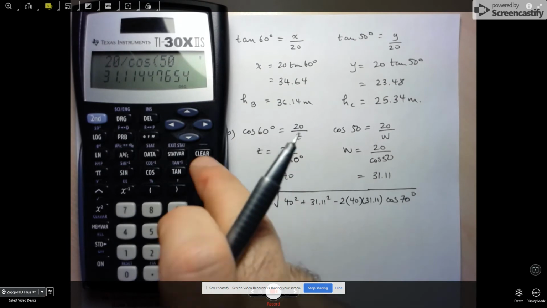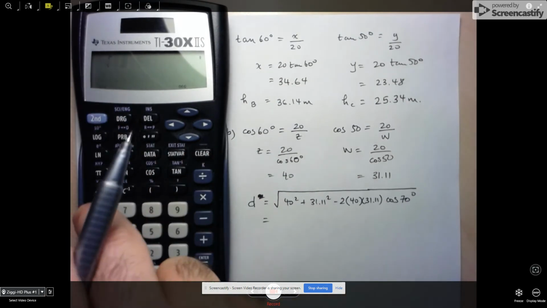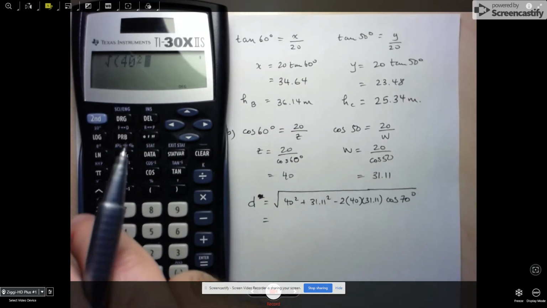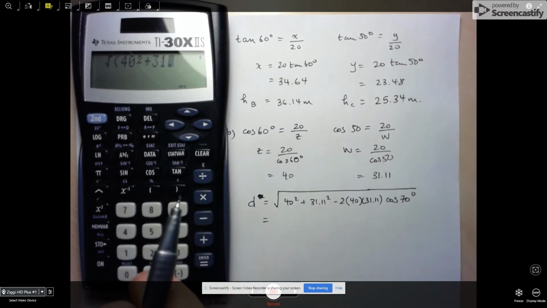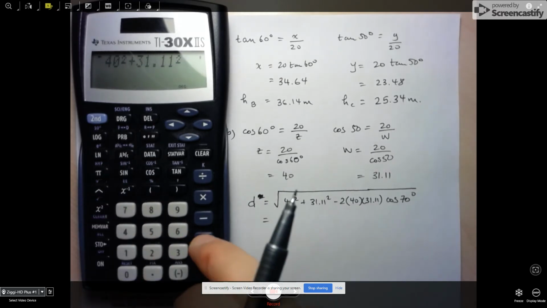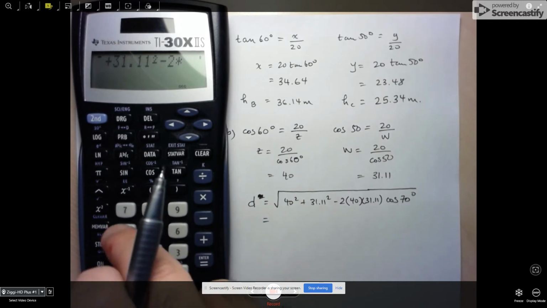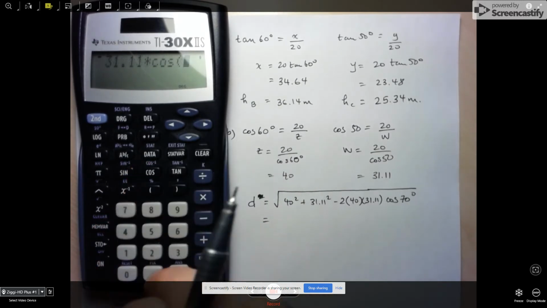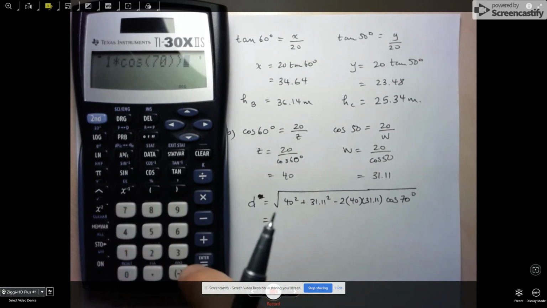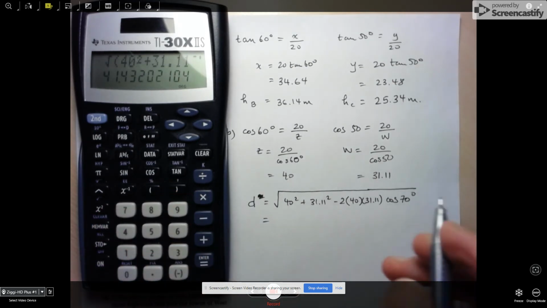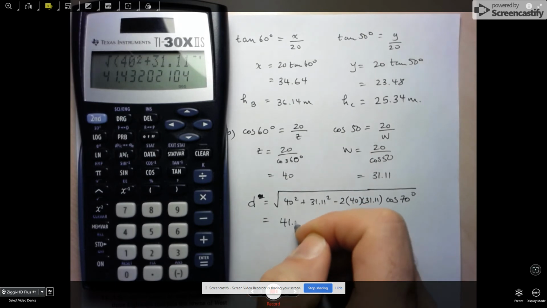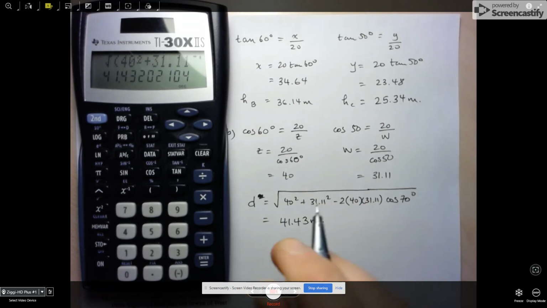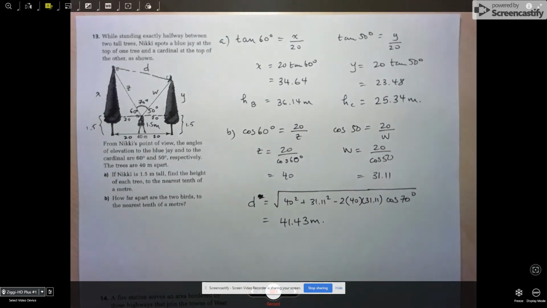So let's calculate this carefully here. So square root of 40 squared plus 31.11 squared minus 2 times 40 times 31.11 times cosine of 70. And we have 41.43 meters. All right, and there we have it.